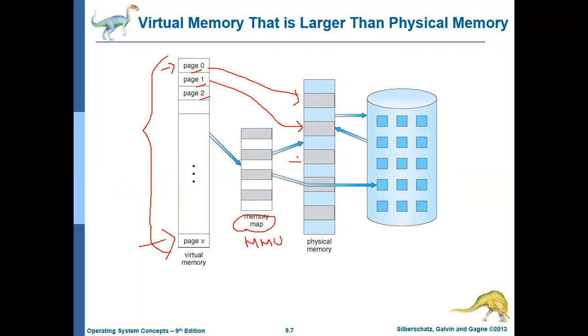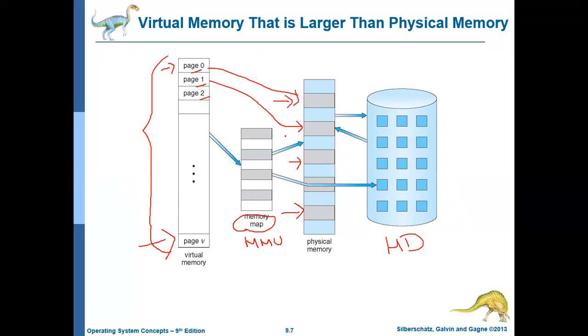Okay. So it will not load all the pages, it will load some of the pages. If the CPU is requesting a page that is not available in the physical memory, then that will be retrieved from the disk. This is the hard disk. So it is not that all pages will be loaded at a time. No. First, only a few pages will be loaded.